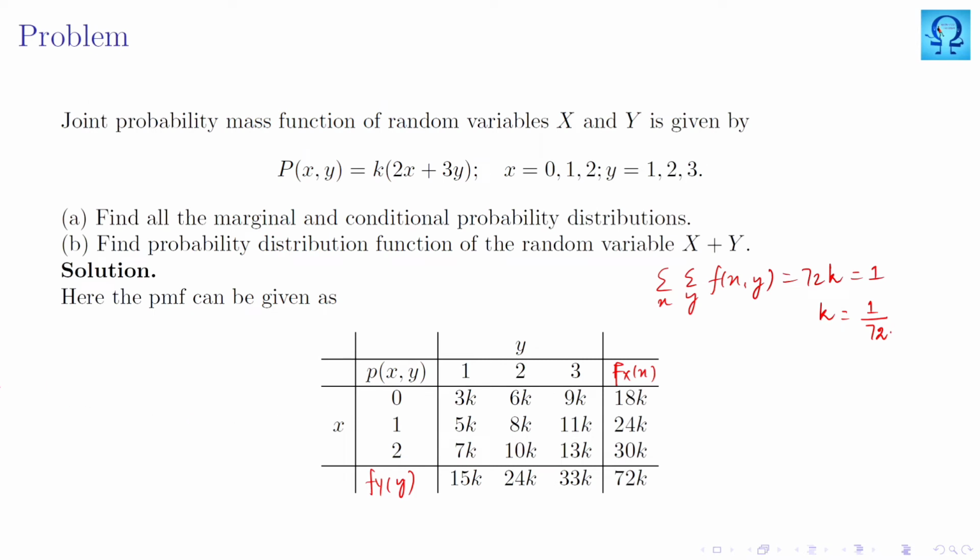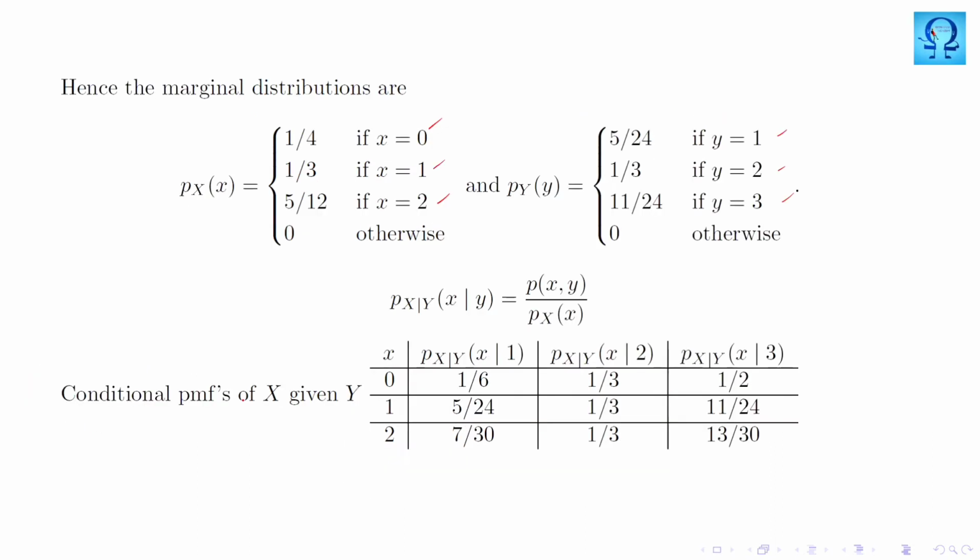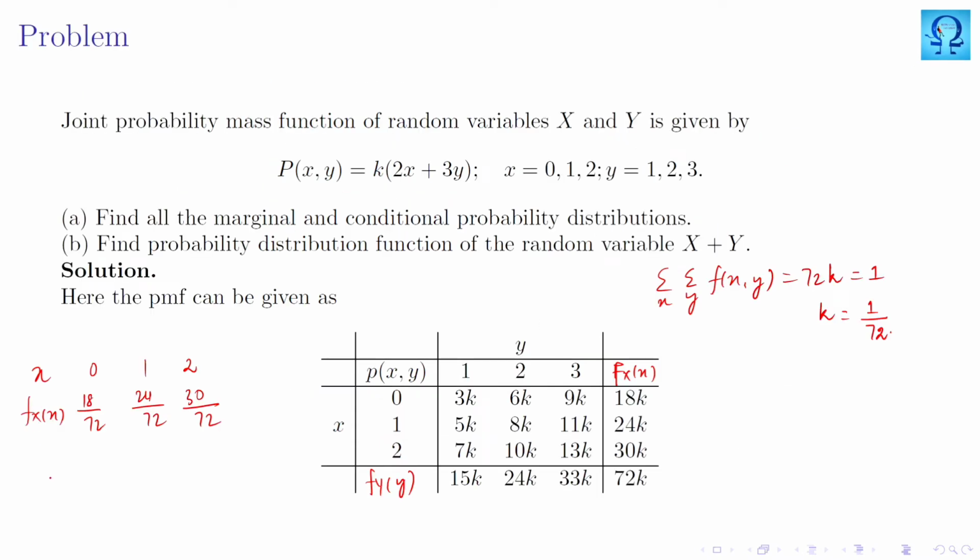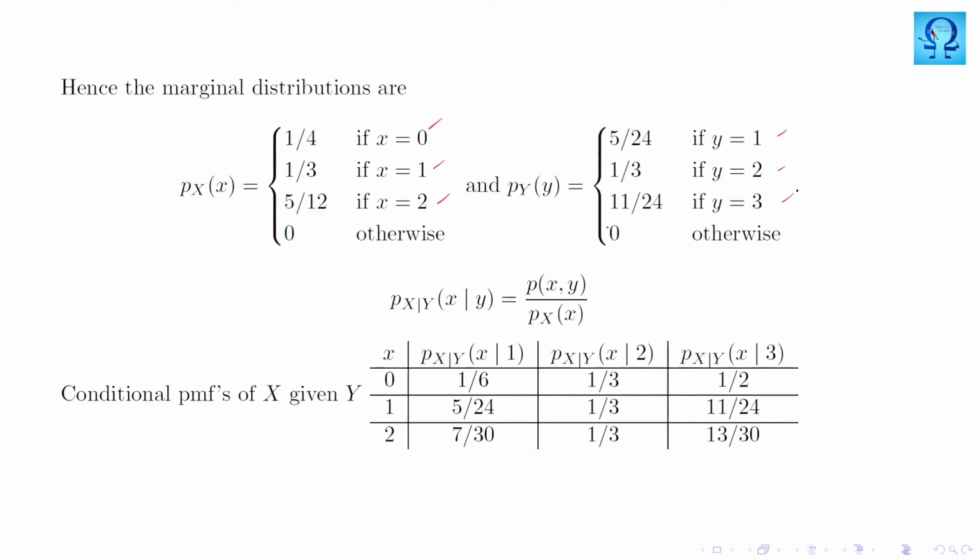All you have to do is that x is taking 0, 1 and 2. So f x of x is 18 upon 72, 24 upon 72, and 30 upon 72. If you simplify it, you will get the values over here. In a similar way, y is taking the values 1, 2, 3, and f y of y is 15 upon 72, 24 upon 72, and 33 upon 72, and if you simplify it, you will get these values.